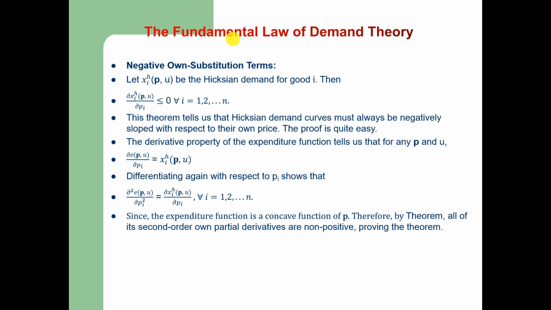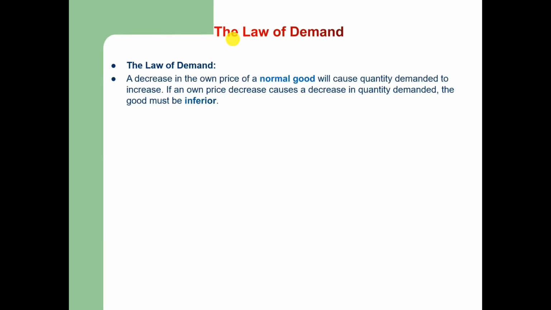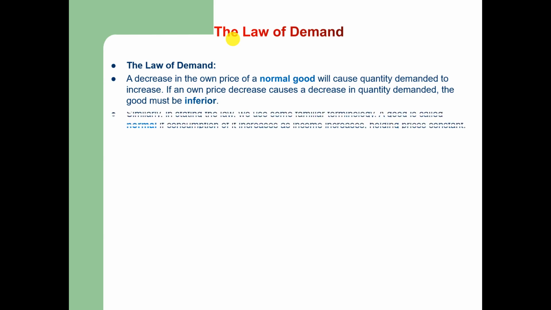So it means that the partial of the Hicksian demand function with respect to its own price is less than or equal to 0. It's non-positive. So this shows the theorem. Let us now discuss slightly the law of demand. It means that a decrease in own price of a normal good will cause quantity demanded to increase. If an own price decrease causes a decrease in quantity demanded, the good must be an inferior good.